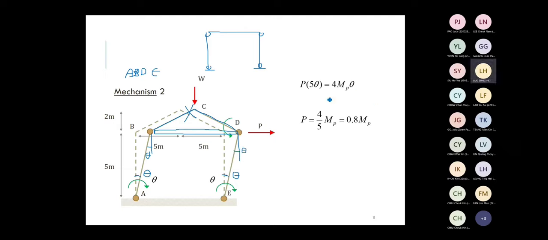The total rotations, 4 theta times MP, give you the positive work. All plastic hinges are under rotation theta. For this one, we have no vertical displacement for the sway mechanism. So you just need to consider the horizontal displacement.